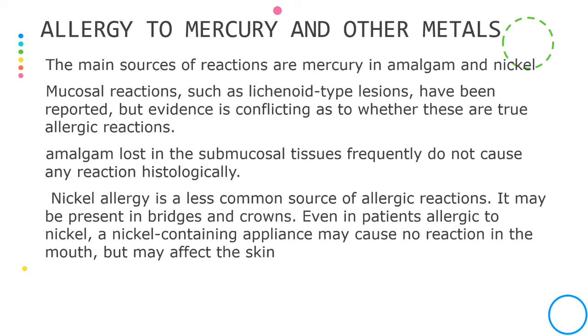Lastly, for allergy to mercury and other metals, the main sources of reactions are mercury in amalgam and nickel. Mucosal reactions such as lichenoid-type lesions have been reported, but evidence is conflicting as to whether these are true allergic reactions. Amalgam lost in the submucosal tissues frequently does not cause any reaction histologically. Nickel allergy is a less common source of allergic reactions. It may be present in bridges and crowns. Even in patients allergic to nickel, a nickel-containing appliance may cause no reaction in the mouth, but it may affect the skin.